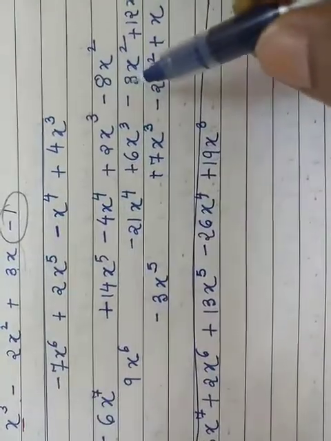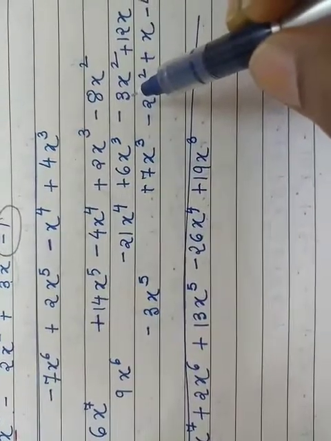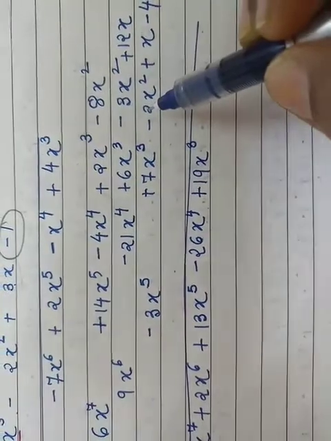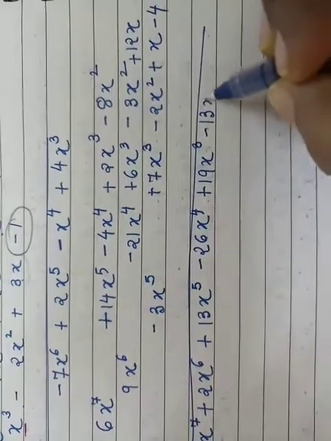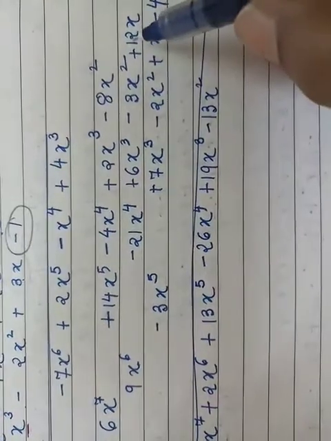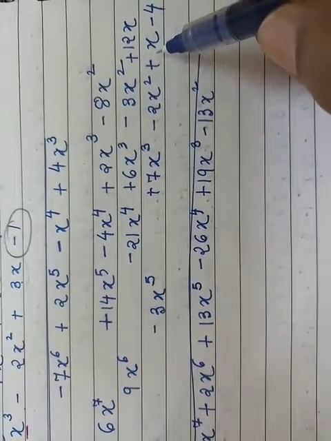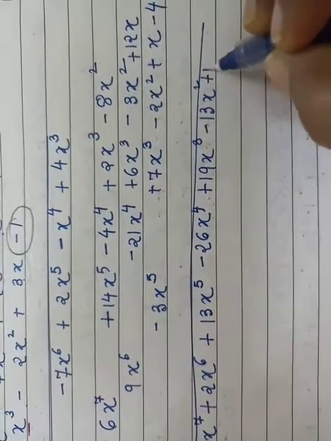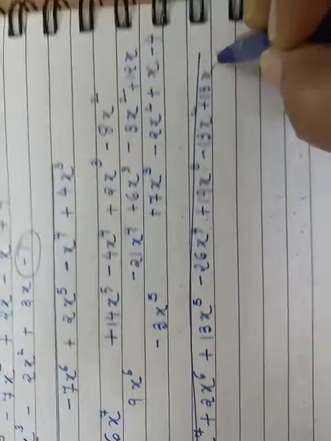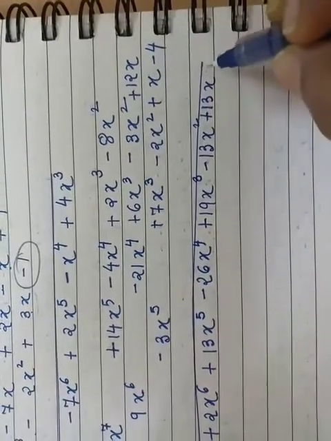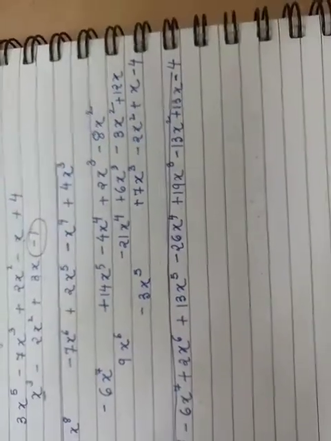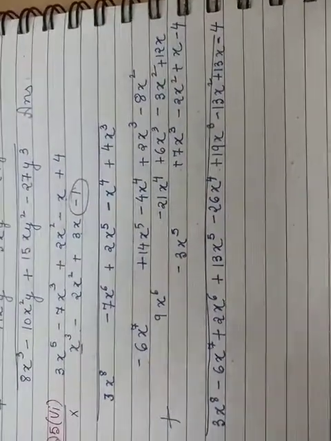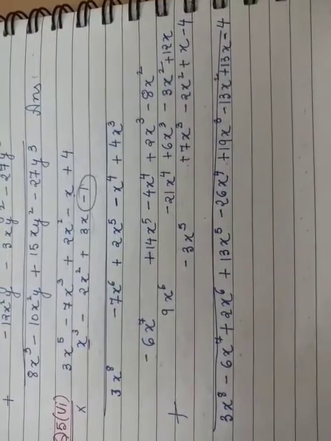Here we have minus 8, minus 3, that will give you minus 11. Minus 11 and minus 2 will give you minus 13x square. Here we have plus 12 and here we have plus 1. So it will give you plus 13x. And minus 4 is alone, so I write it minus 4. So this way we complete the vertical multiplication.